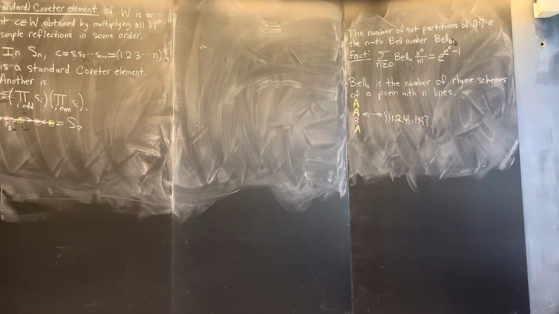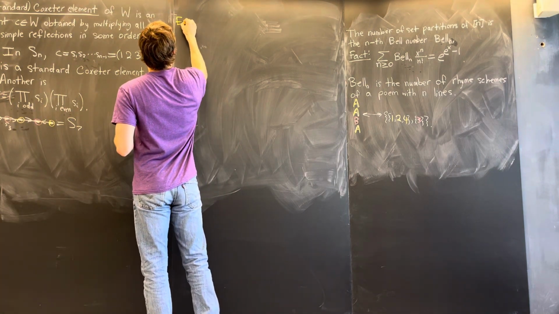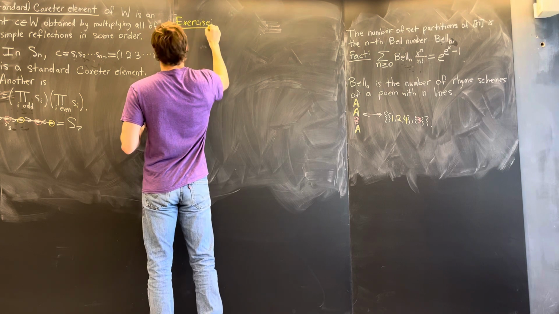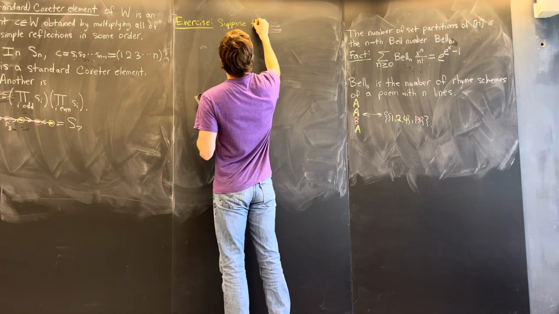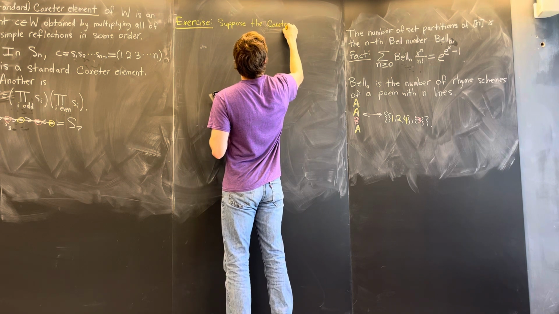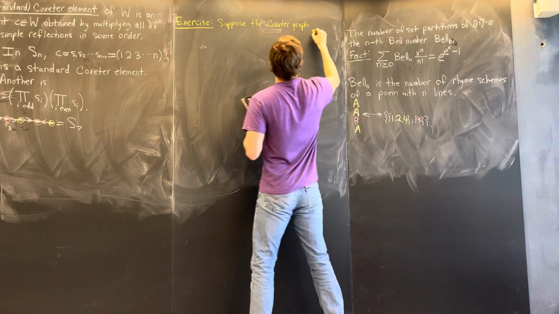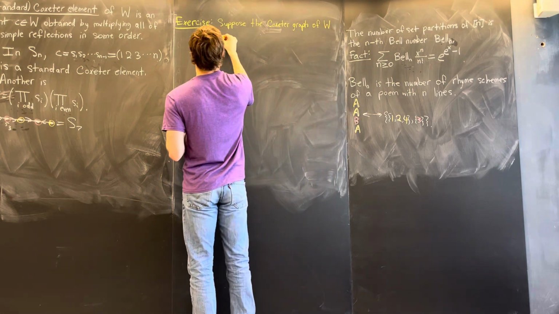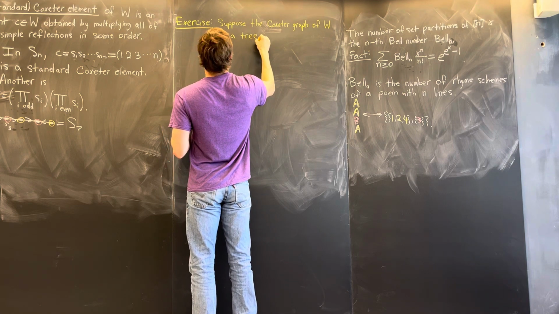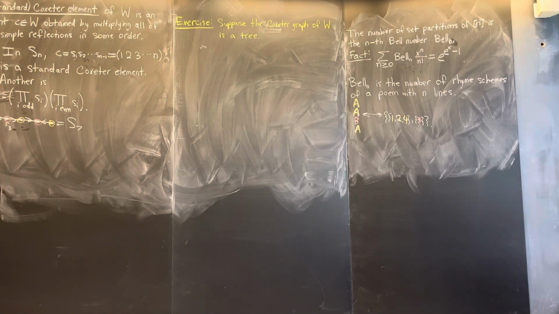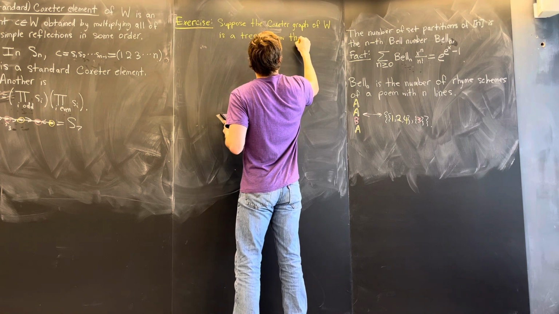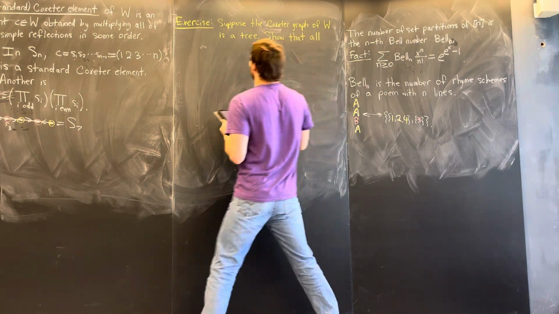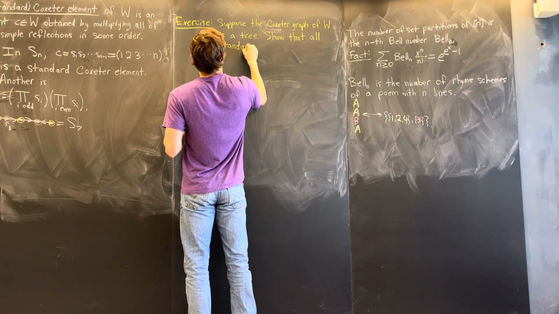So this is an exercise that will be on the p-set. Suppose the Coxeter graph of W is a tree. This is the case if we have a finite irreducible Coxeter group, or you can have some infinite Coxeter group that also just has a Coxeter graph which is a tree. Show that all standard Coxeter elements are conjugate to each other.